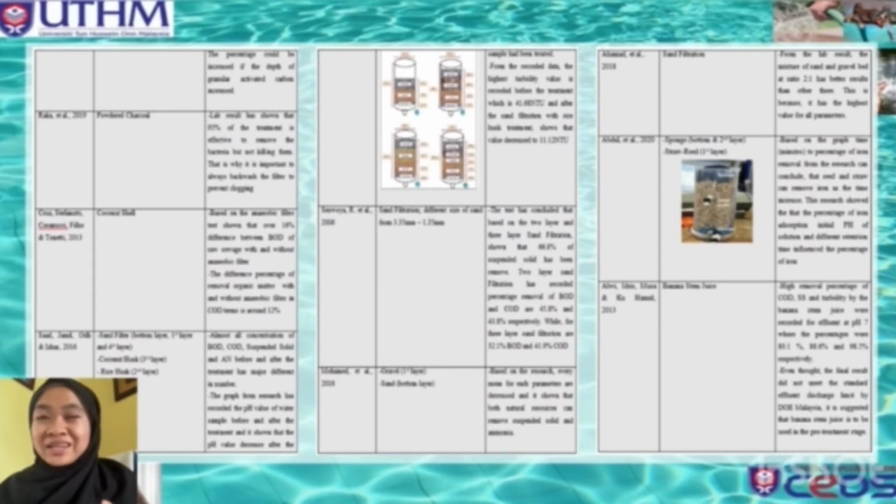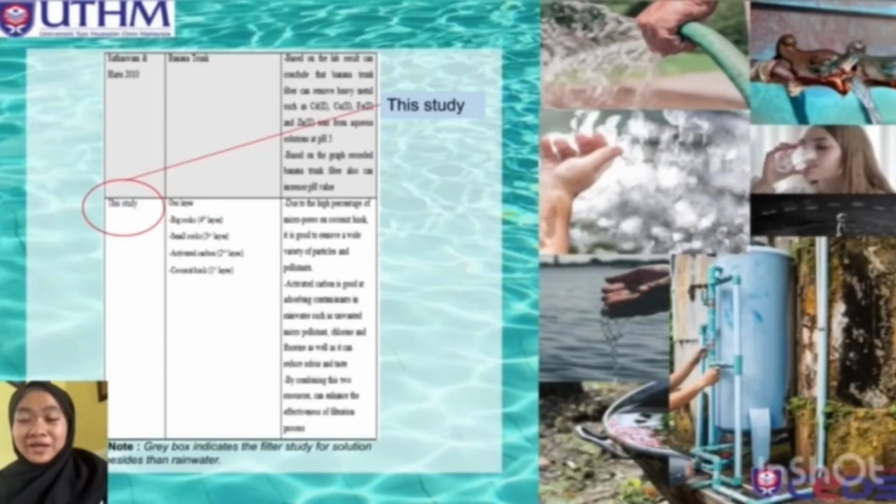If the layers are too much, it will slow down the flow of the water. At the bottom of the table is our own research. As you can see, our layers are big rocks, small rocks, activated carbon, and also coconut husk.